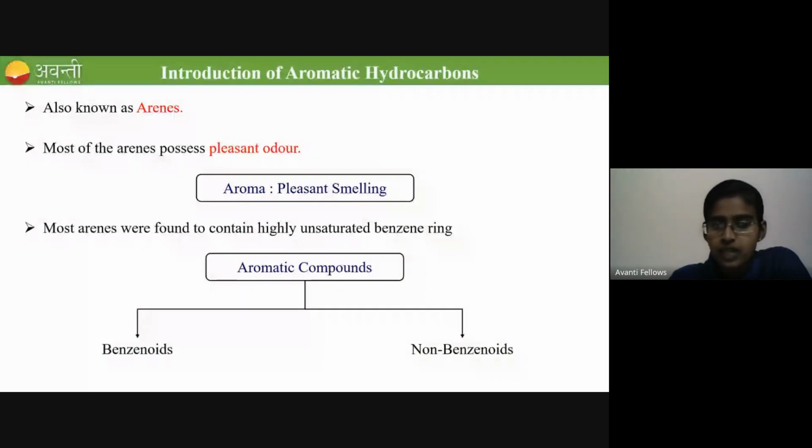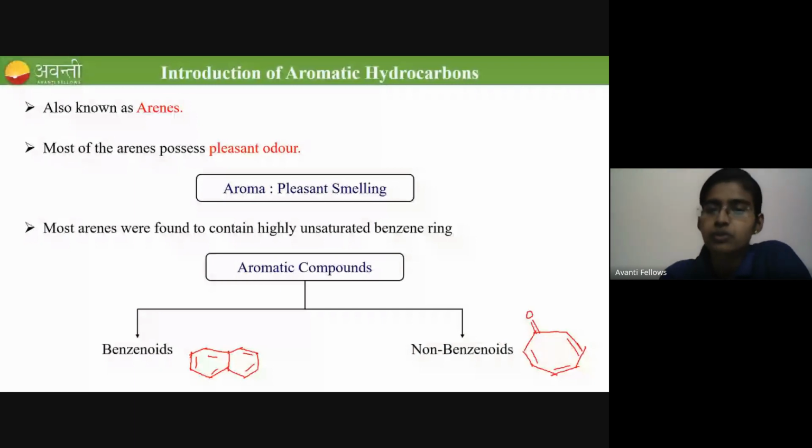If the compound contains the six-membered benzene ring in it, then it is called benzenoid. So this is benzenoid. And if a compound contains a seven-membered ring, so now this is seven-membered, right? Double bond here, double bond, and there is a double bond. Let me take this tropone compound. Now this is 1, 2, 3, 4, 5, 6, 7. So this ring contains 7 carbons, but this compound is aromatic in nature. That's why it comes under the non-benzenoid compounds. So let us study about these things.